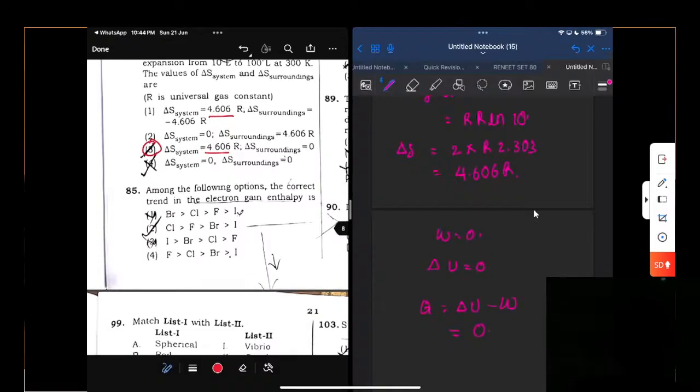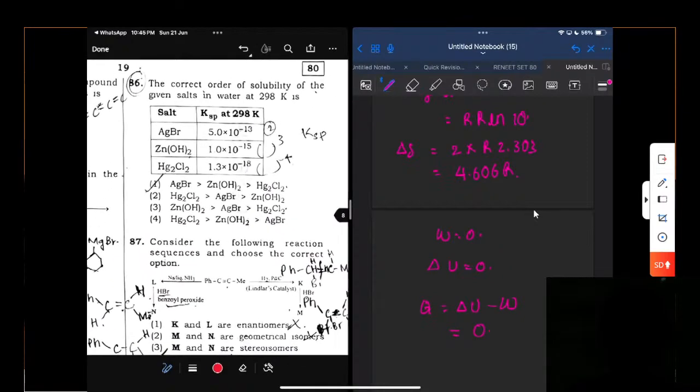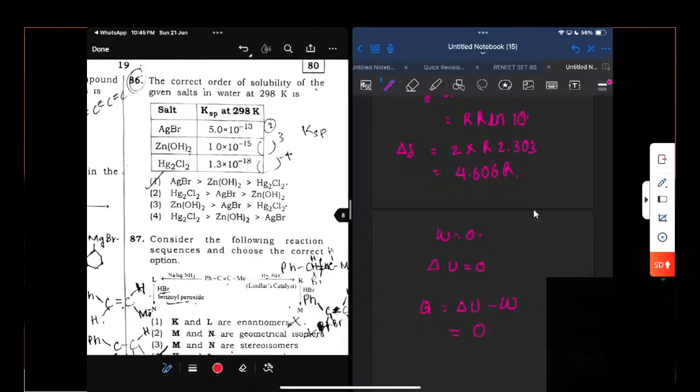Next, among the following options, the correct trend in the electron gain enthalpy is chlorine, fluorine, bromine, iodine. So option 2 is correct. The correct order of solubility of the given salts in water is. So which one is more soluble? AgBr has a Ksp of 10 power minus 13. When Ksp value is high, its solubility will be high.